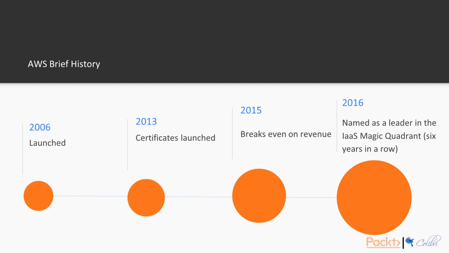In 2004, the first service was launched, which was Simple Queue Service, or SQS. We will be learning about SQS later on in the course. In 2006, AWS itself got launched. In 2010, it was reported that all of Amazon.com's retail web services were moved onto AWS. In 2014, the first certificate got launched, which was the AWS Certified Solutions Architect Associate certification. In 2015, AWS broke even on its revenue, and in 2016, it was named as a leader in the Gartner IaaS Magic Quadrant for a 6th year in a row.